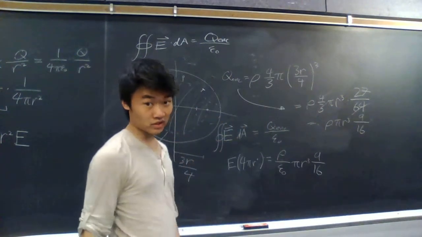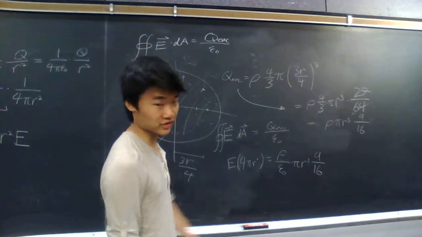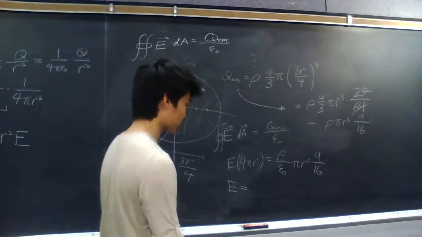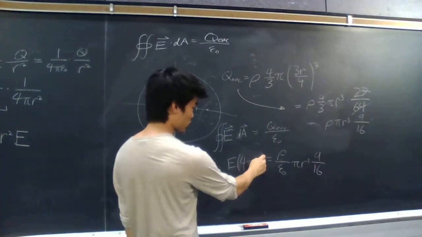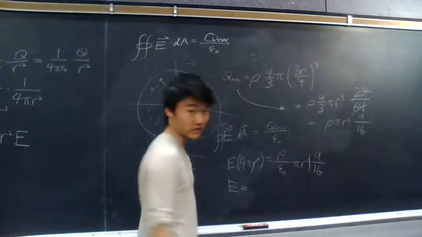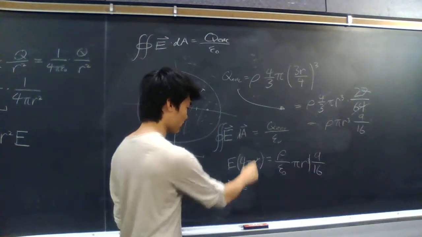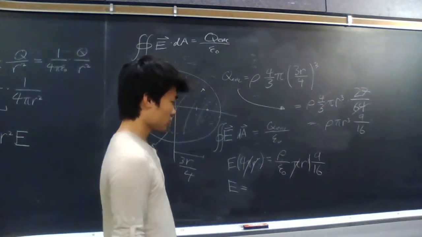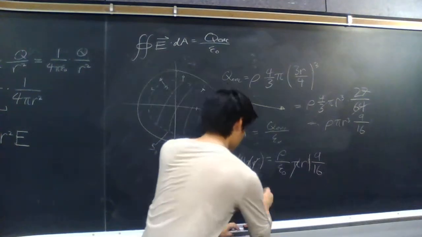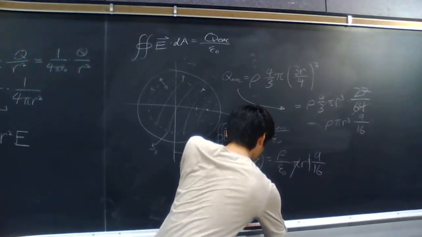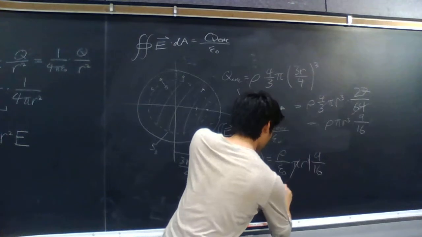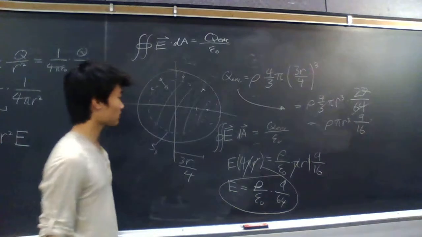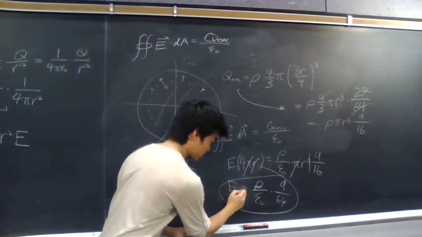Alright. So now we just divide both sides by 4 pi r squared. E equals. We have an r squared over here, with an r cubed over there. So we still have a factor of r left. The pi's disappear. 4, so 9 over 16 divided by 4 is rho over epsilon naught times 9 over 64. That is going to be our E3.